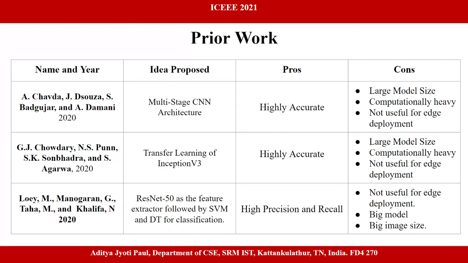Manogaran's paper was a bit more interesting. They used the ResNet 50 as a feature extractor. This was followed by an SVM and a decision tree for classification. It had a very high precision and recall, but it was not suitable for edge deployment because of its big model size and also the big size of images.